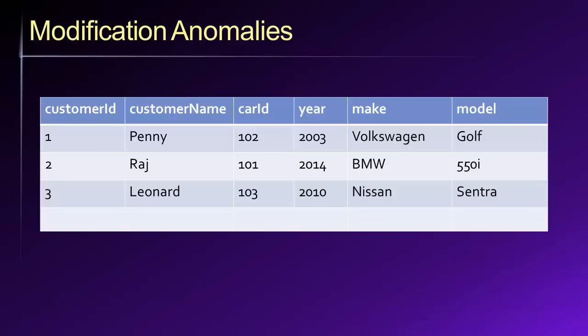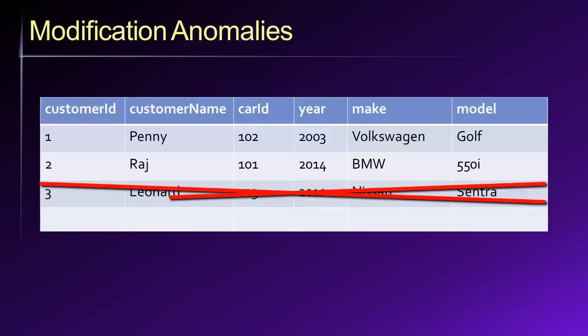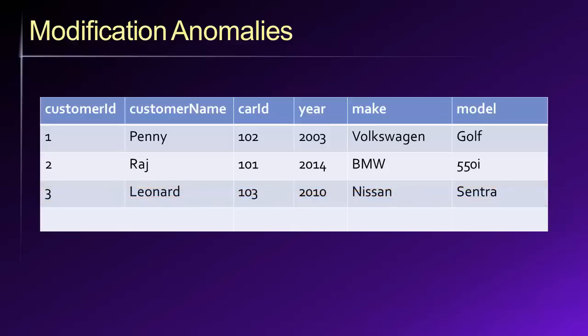Let's say, for example, that Leonard is no longer my customer, so I want to delete Leonard from the database. By deleting the row of data in the list for Leonard, however, I have now lost all record that a type of car known as a 2010 Nissan Sentra even exists. So by deleting Leonard, I have inadvertently deleted other information from the list that I may have found useful, or I may have needed to preserve. This is a deletion anomaly.